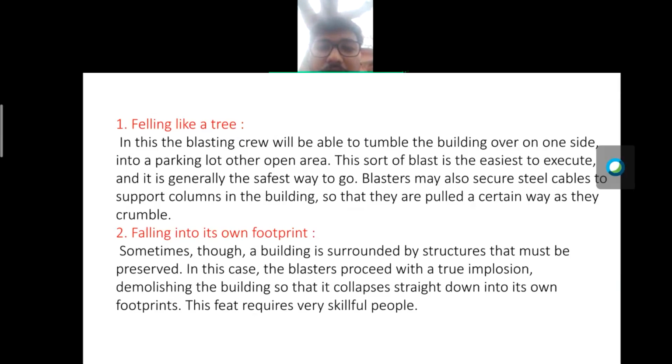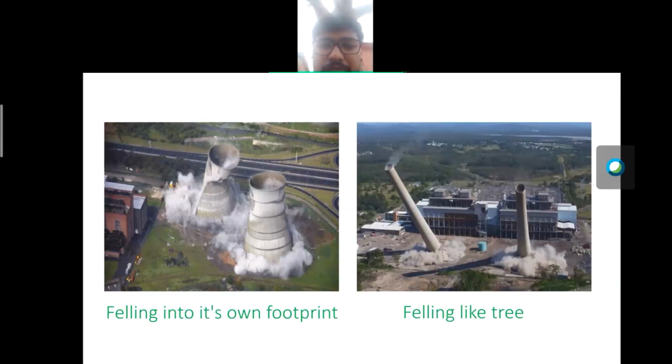Second method, falling into its own footprint. Sometimes a building is surrounded by structures that must be preserved. In this case, the blasters proceed with a true implosion, demolishing the building so that it collapses straight down into its own footprint. This feat requires very skillful people. Next slide. This is the image of falling into its own footprint and falling like a tree. Next slide.